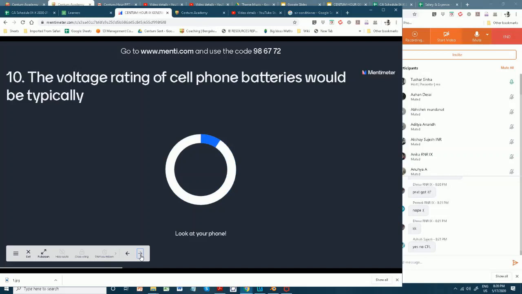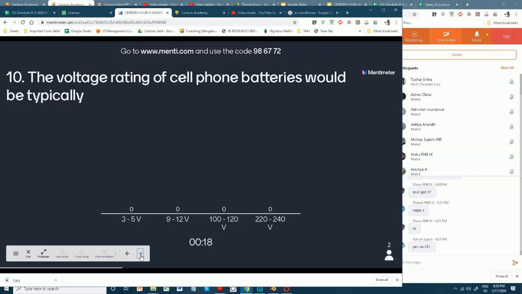Cell phone batteries. I don't know if you've ever observed. You remember on trains?